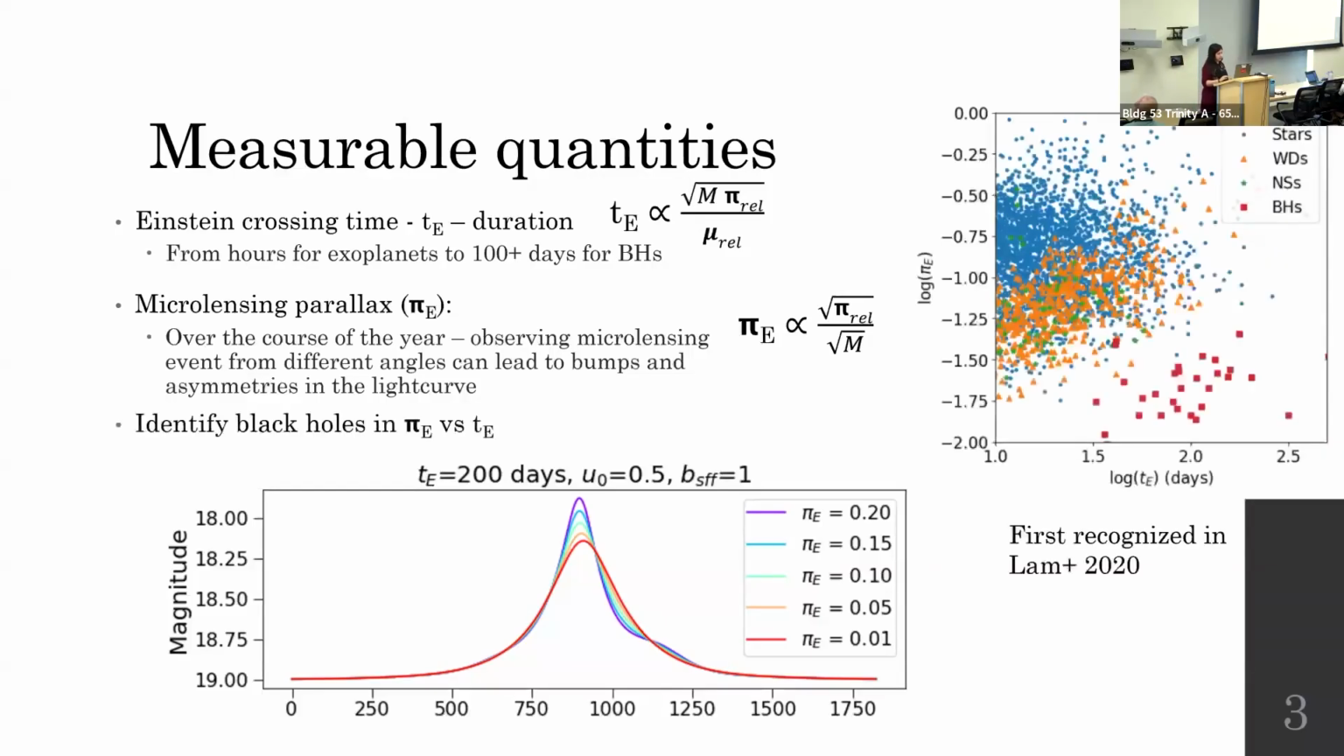So here's a set of simulated microlensing events where we plotted microlensing parallax versus Einstein crossing time. You can see in red are simulated black holes, and they start to separate out in that part of parameter space. So with photometry alone, you can start to identify them in this space. However, there's still a lot of dispersion due to degeneracies between the masses, parallaxes, and relative proper motions. And this plot doesn't even include the error bars, which would be very large for most parallax cases.